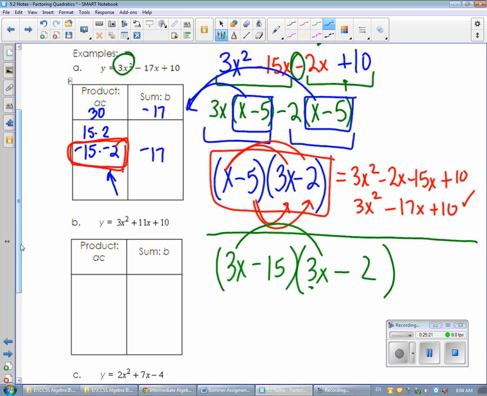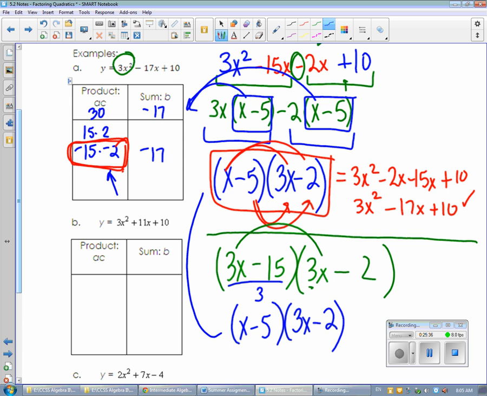So I'm going to look for the expression where I can actually divide both terms by 3. And this is the one that allows me to do it. And so if I divide both terms by 3, I'm going to get x minus 5 and 3x minus 2. And notice it's identical to what I got when I used the grouping strategy. You can use whichever method is easier for you. It doesn't matter. It's going to produce the correct answer either way.